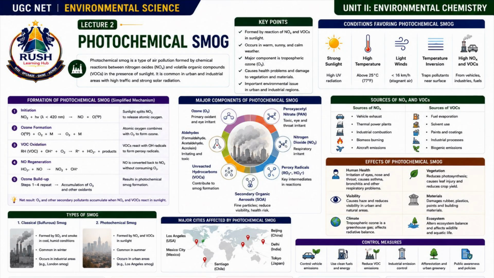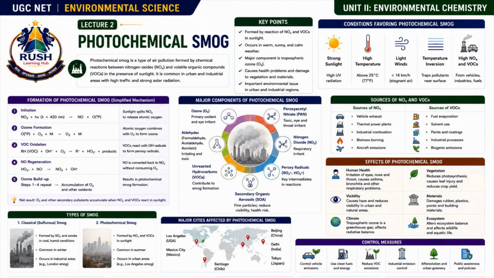The fourth component is aldehydes, including formaldehyde and acetaldehyde. These compounds irritate the eyes, nose, and throat. The fifth component includes peroxy radicals, which drive the chain reactions responsible for smog formation. The sixth component consists of secondary organic aerosols, which contribute to fine particulate pollution and visibility reduction.